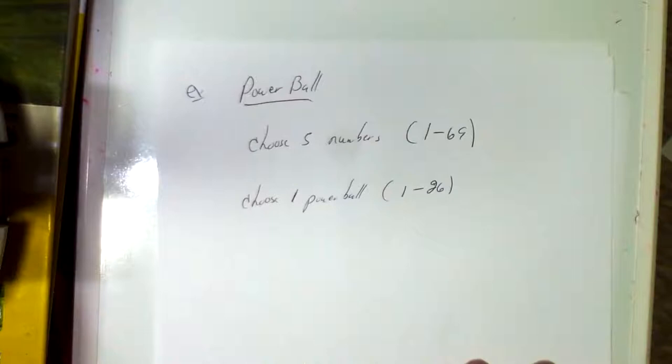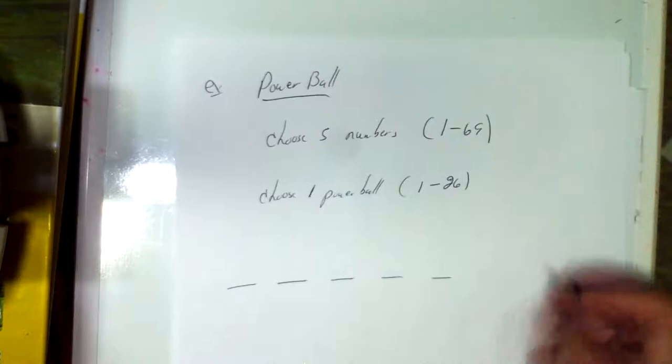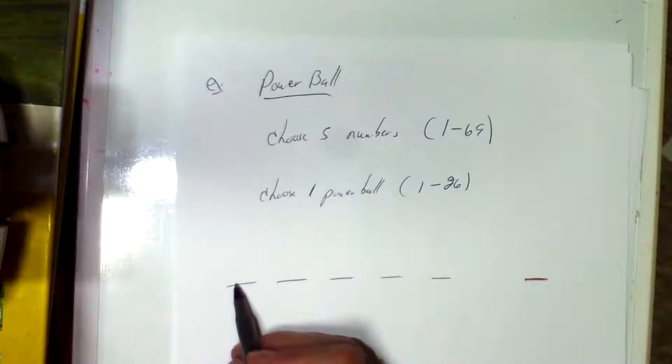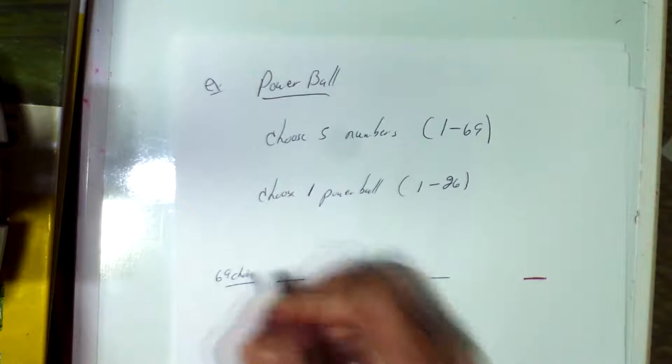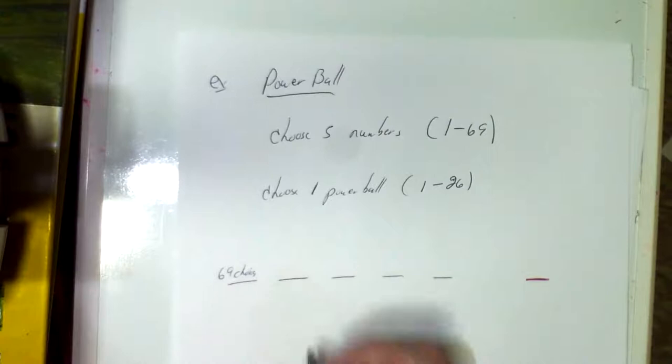All right, so you have your five numbers, 1, 2, 3, 4, 5, and then you have your Powerball. So how many choices can I pick for the first ball? Well, I have 1 through 69, so I have 69 choices to choose from. But then when you choose the second one, you cannot pick the same number. It's got to be a different number than your first choice. So that decreases it for the next ball. You have 68 choices.